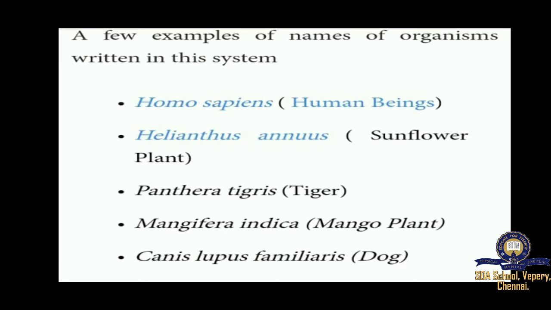A few examples of names of organisms written in this system: Homo sapiens, human beings. Helianthus annuus, a sunflower plant. Panthera tigris, Mangifera indica, mango plant, Canis lupus familiaris, dog.